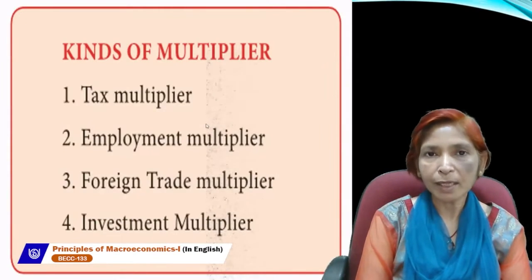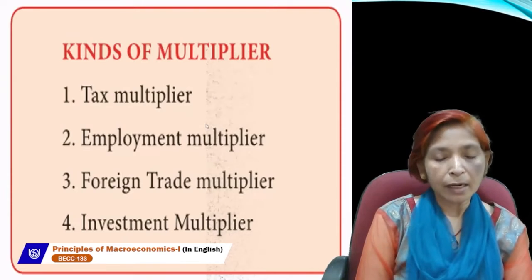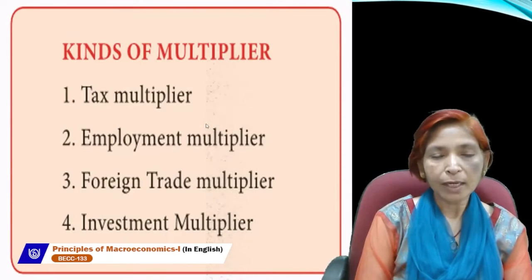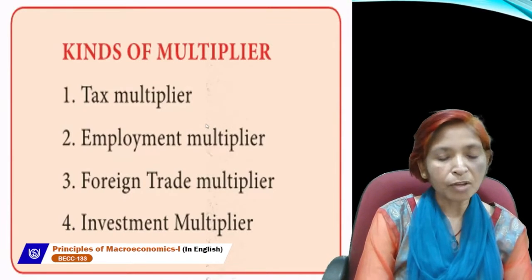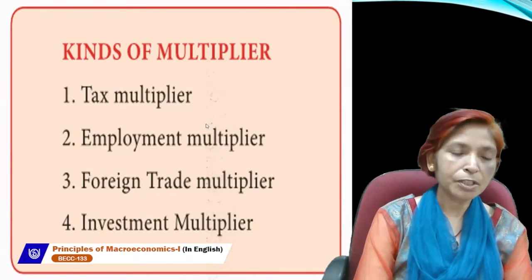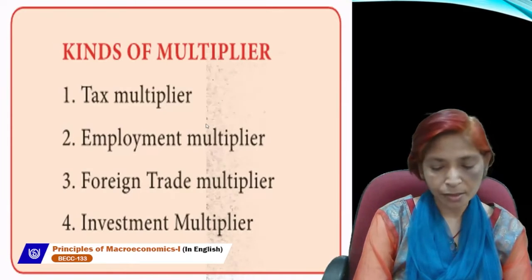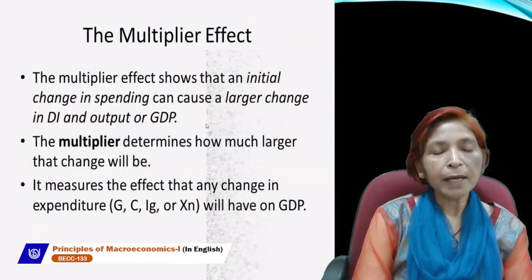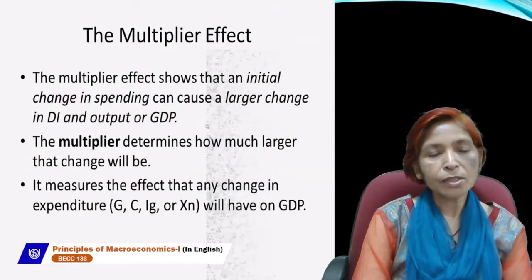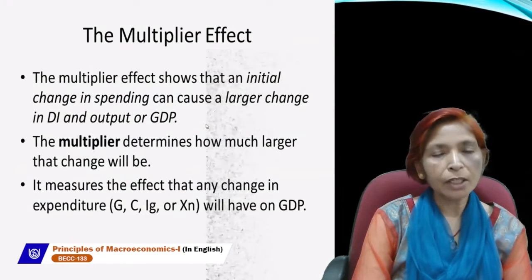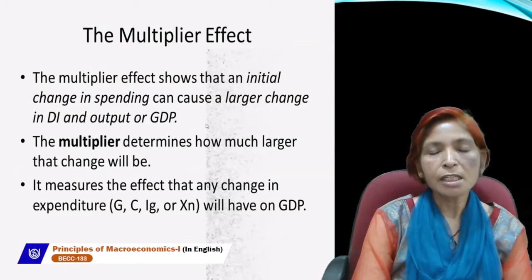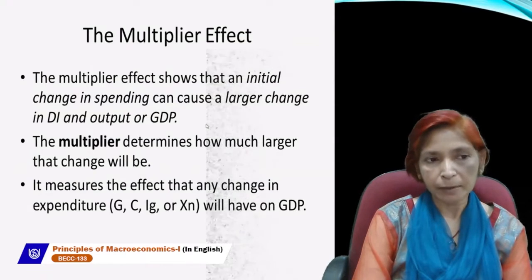Next is types of multiplier. There are so many types of multiplier. One is tax multiplier, other is employment multiplier, which is given by R.F. Kahn, foreign trade multiplier, and investment multiplier, which we have discussed now. The multiplier effect is that effect which shows the multiple change in any variable due to initial change in spending or in any variable.